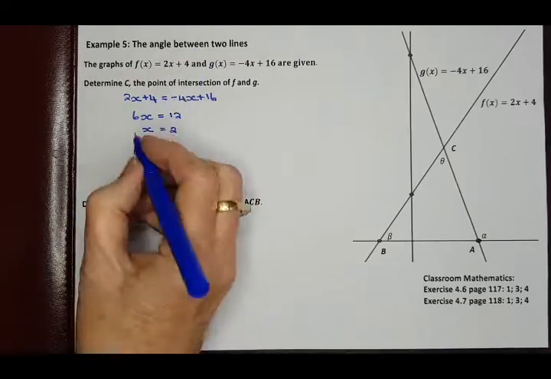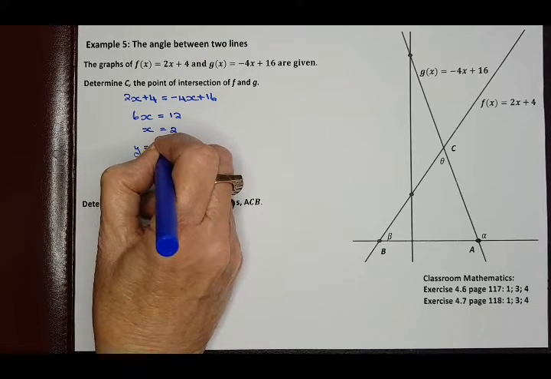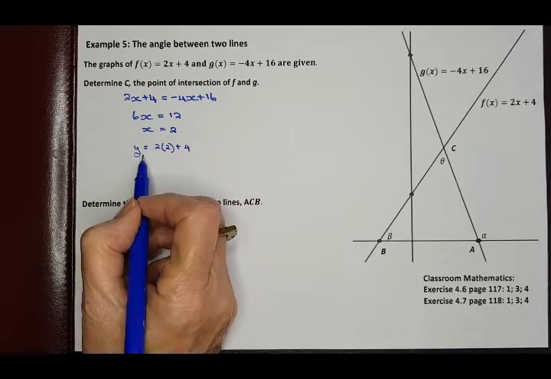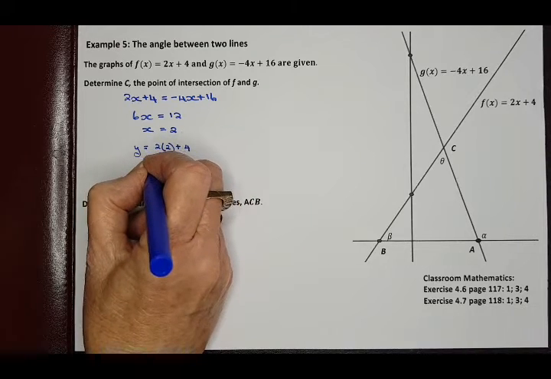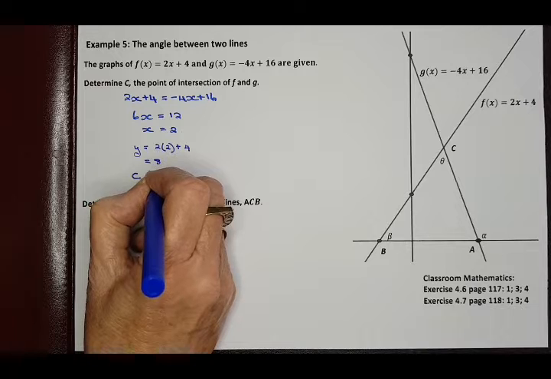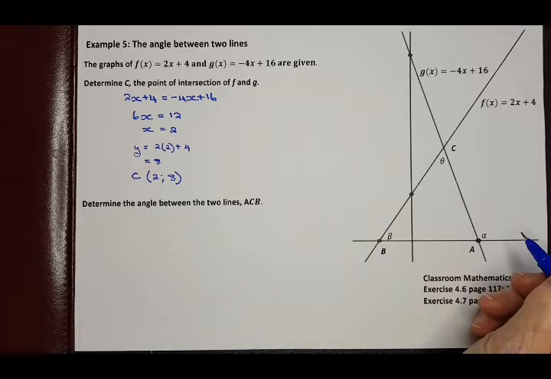Substitute your value of x back into either of those two equations to determine our y value. So I've chosen to substitute back into f. 2 times 2 is 4 plus 4 gives me 8, and therefore the coordinates of C, the point of intersection, are 2 and 8. That's work from previous years.